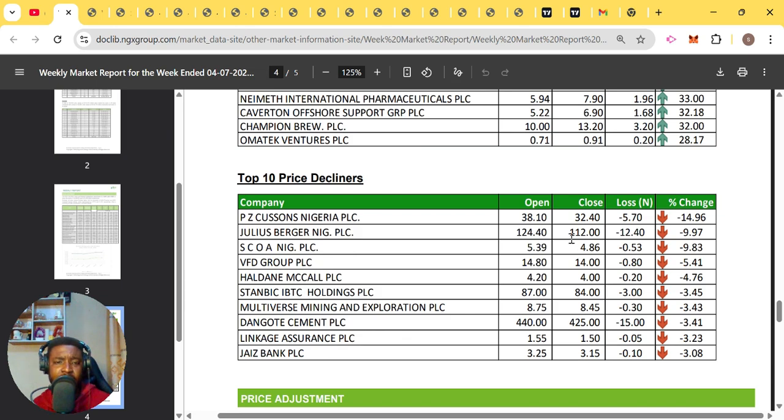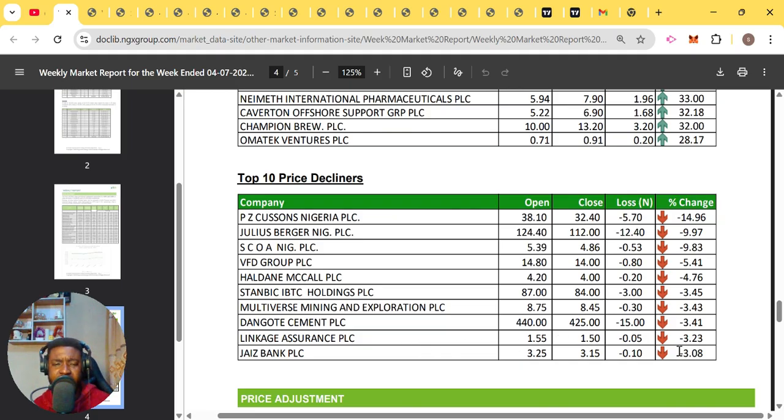So the top decliners are actually PZQs in Nigeria, dipped from 38 to 32, which is 14%. We have Julius Baja. Julius Baja dipped from 124 to 112. And we have Square deep from 539 to 486, and we have VFD Group deep from 1480 to 14 naira. We also have Hardin Macau deep from 420 to 4, lost 4%, and we have Stanbic IBTC deep from 87 to 84, and we have Multiverse Mining and Exploration deep from 875 to close at 845.